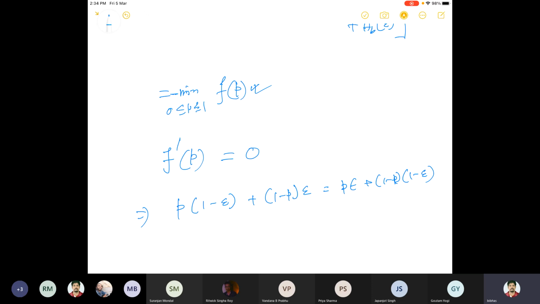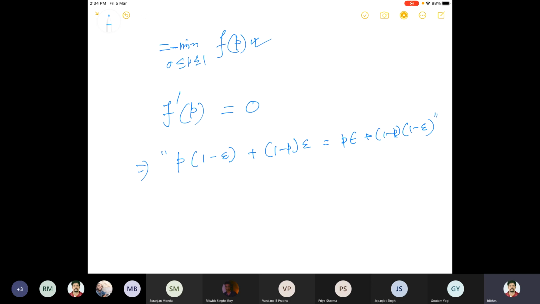And then for which value of P is this equation satisfied? That is what we have to find out. This will be true if P is equal to, let's say, P star, for which it gives you the minimum, which will be equal to half.